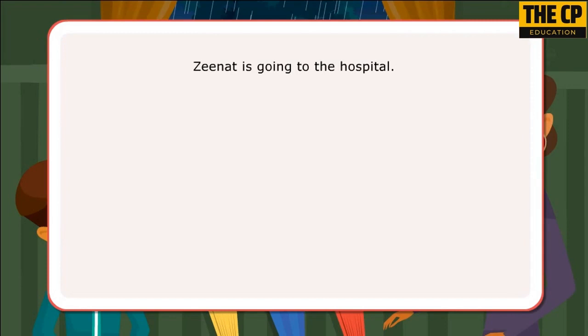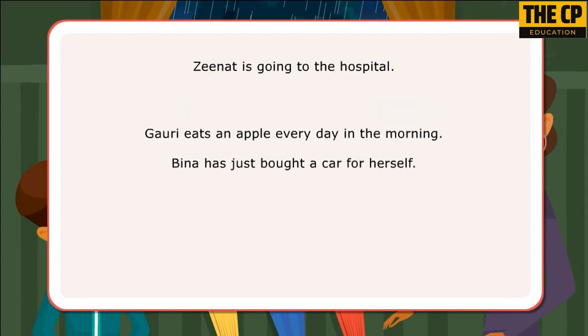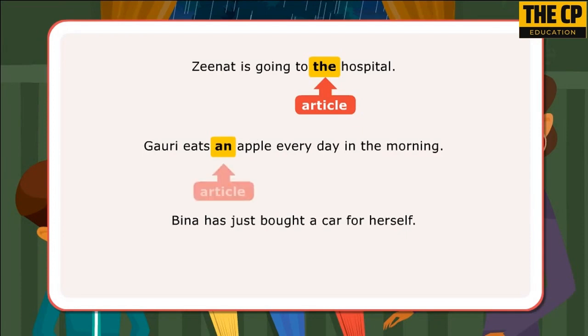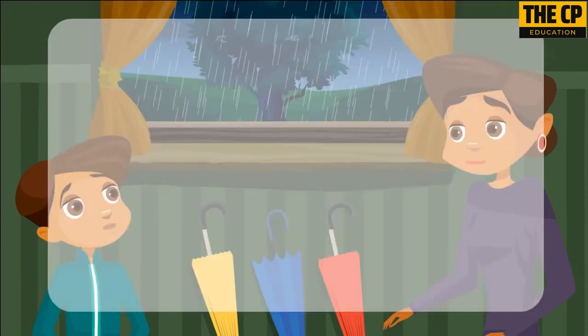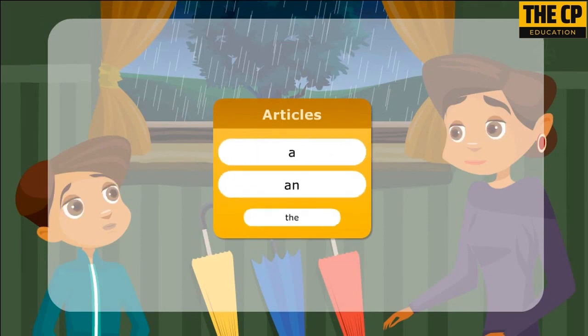Zenith is going to the hospital. Gauri eats an apple every day in the morning. Beena has just bought a car for herself. In the first sentence, the is an article and it refers to a particular hospital. In the next sentence, an is an article and refers to any single apple. In the third sentence, a is an article and refers to a single car which is not specific. There are only 3 articles in English: a, an, the.